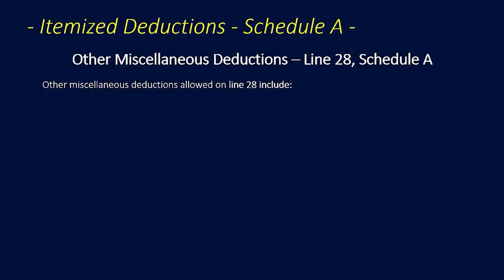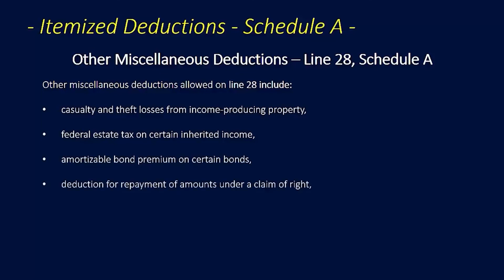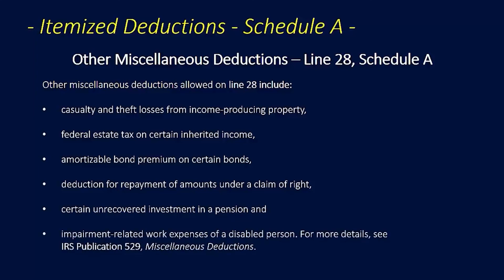Other miscellaneous deductions allowed on line 28 include casualty and theft losses from income-producing property, federal estate tax on certain inherited income, amortizable bond premium on certain bonds, the deduction for repayment of amounts under a claim of right, certain unrecovered investment in a pension, and impairment-related work expenses of a disabled person. For more details, consult IRS Publication 529, Miscellaneous Deductions.